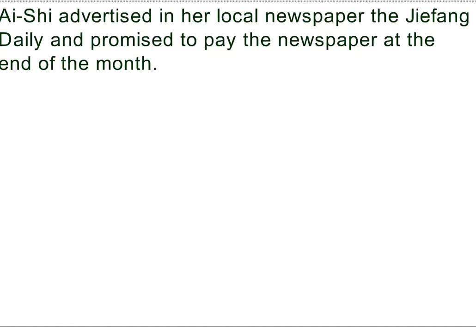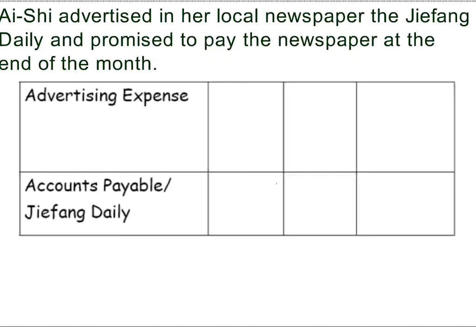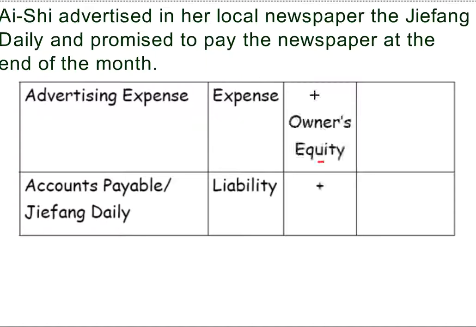Now let's look at an expense transaction. Ashi advertised in her local newspaper and promised to pay the newspaper at the end of the month. The two accounts that are affected are advertising expense and accounts payable. The advertising expense is an expense account and the accounts payable is a liability account.